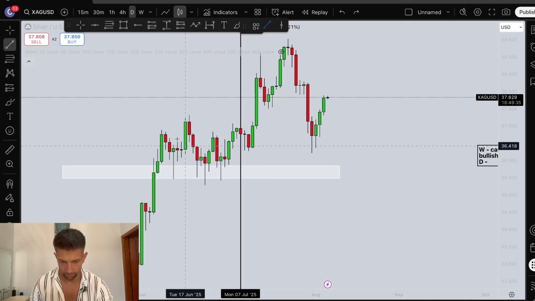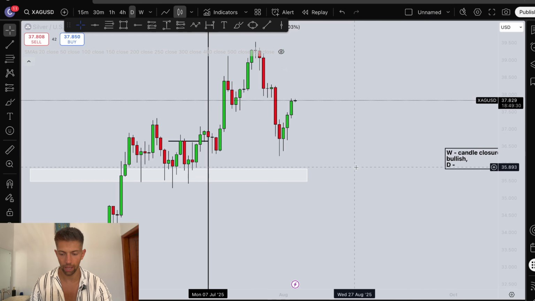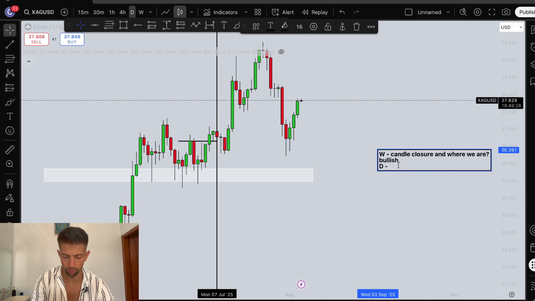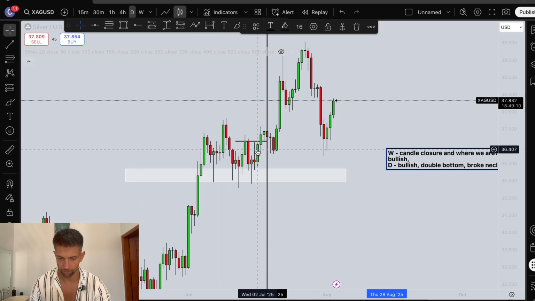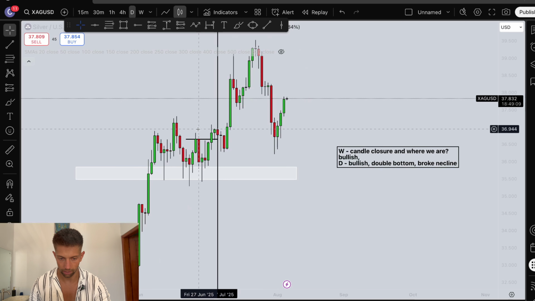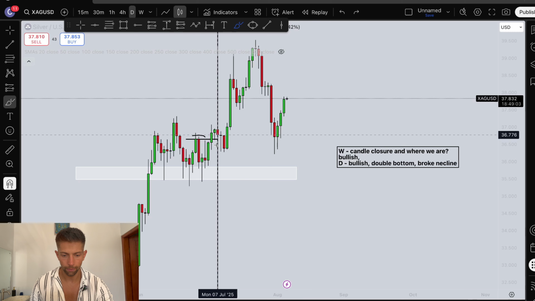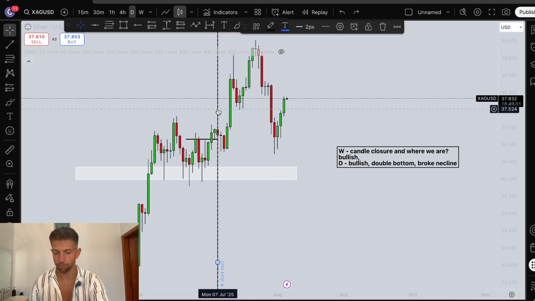We made this daily double bottom, we broke above this neckline, which is another sign of a bullish market structure. Bullish on a daily. Why? We made a daily double bottom, and we broke above the neckline. We also broke structure to the upside, let's say. The neckline was just a lower high, we broke it, which means higher high. So the daily is telling me it's bullish again.